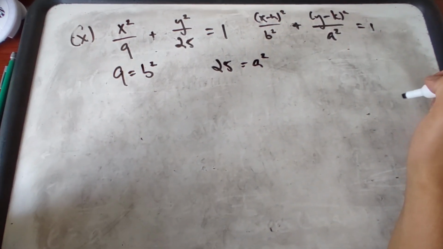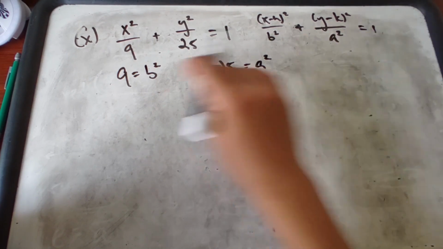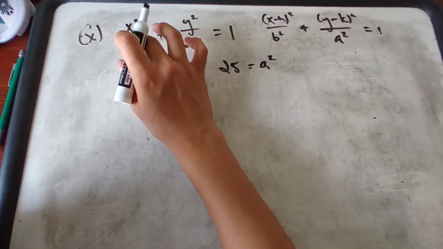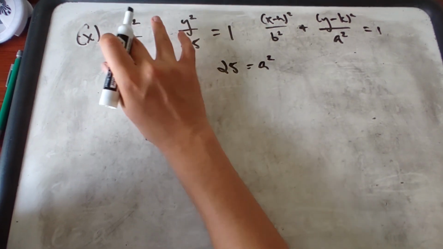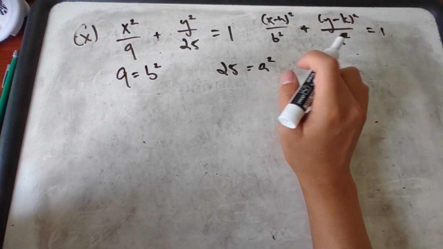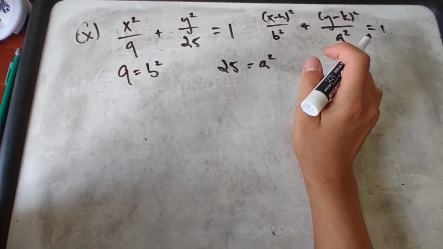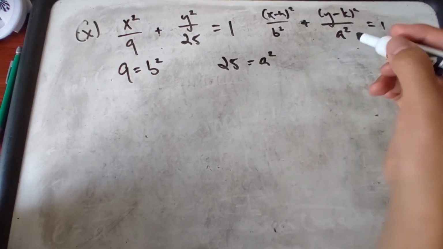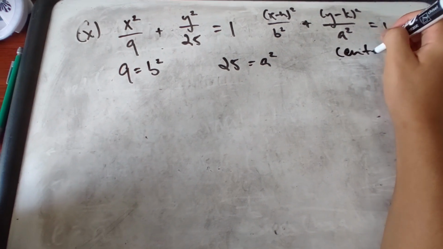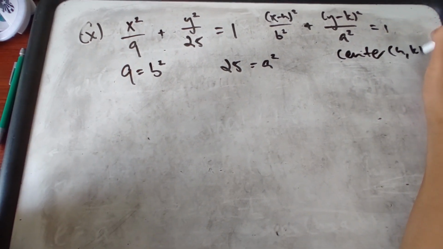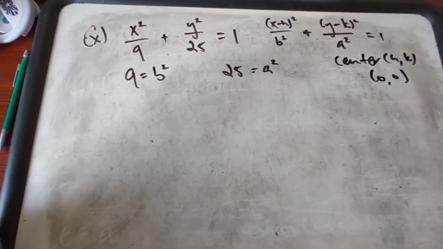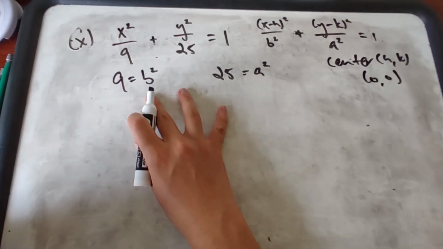And I think before we get to that, we could talk about the center first, because there's no mention of the h or k value here, there's just no number at all. That means that h is 0 and k is 0. So the center, which is h comma k, is 0 comma 0.